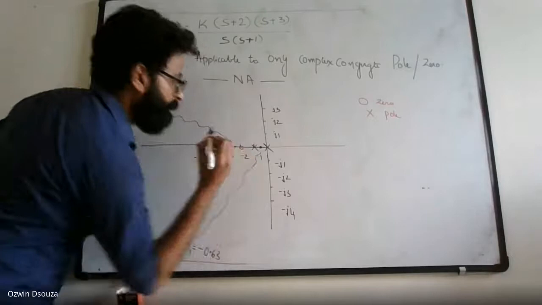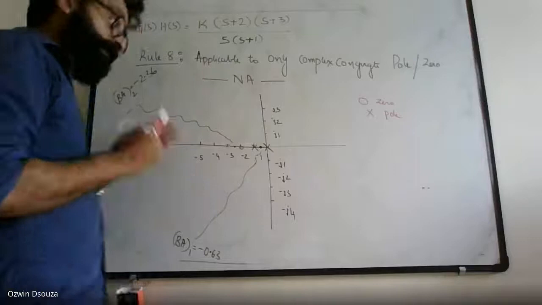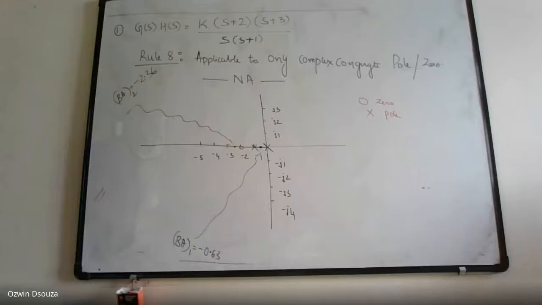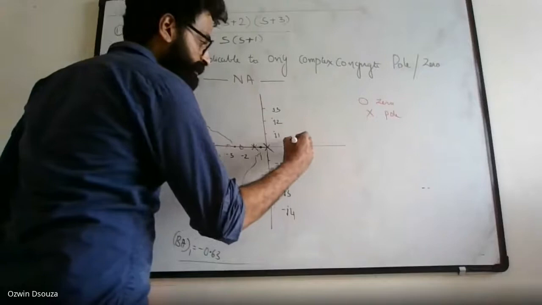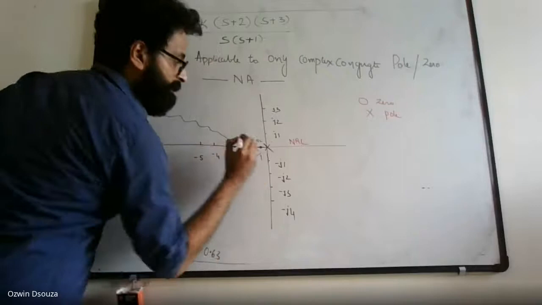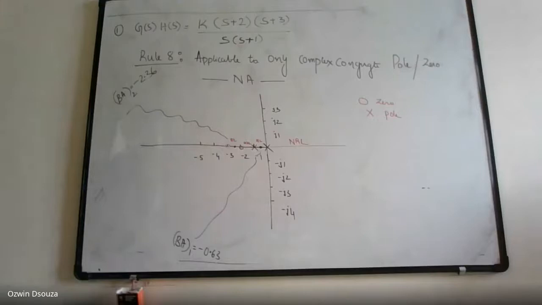Once you are done with the marking, you can plot the root locus. Now, to plot the root locus, you must first know what the RL sections and NRL sections of the root locus are. So you can refer to rule number 3 to identify the NRL and RL sections. This is your NRL section and this is your RL section. This small section is RL and this is NRL, and this is also your RL section. NRL, RL, NRL, RL. This is how you are supposed to mark.